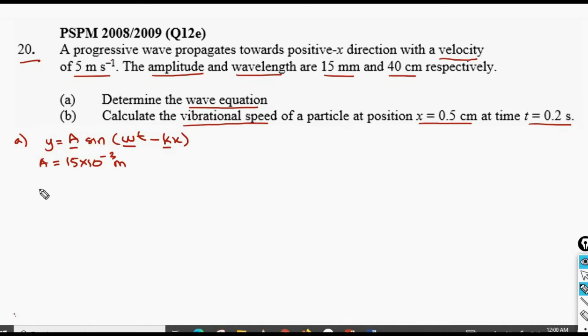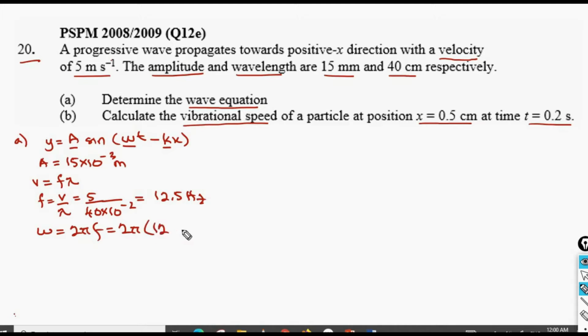Okay, omega. In this case, we have to find out the frequency. From the formula, v equals f lambda, so f equals v over lambda. v here is 5. Lambda is 40 cm, which means 40 times 10 to the power of negative 2. So you get 12.5 Hz. And find out omega. Omega equals 2 pi f. So 2 pi f, f is 12.5. So you calculate, you get 25 pi radian per second. Okay, next, k.